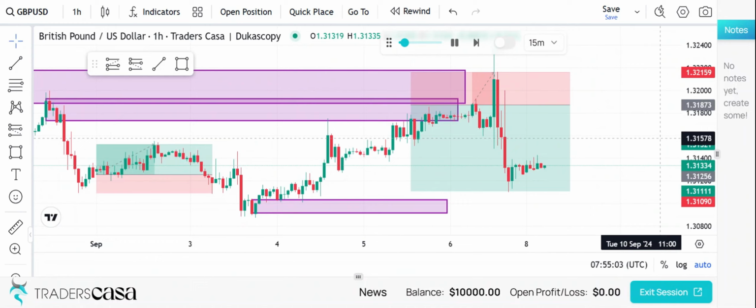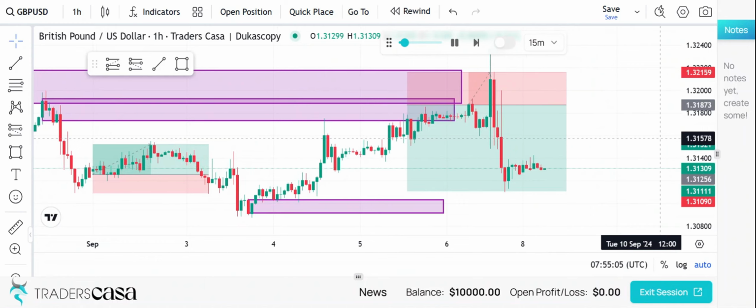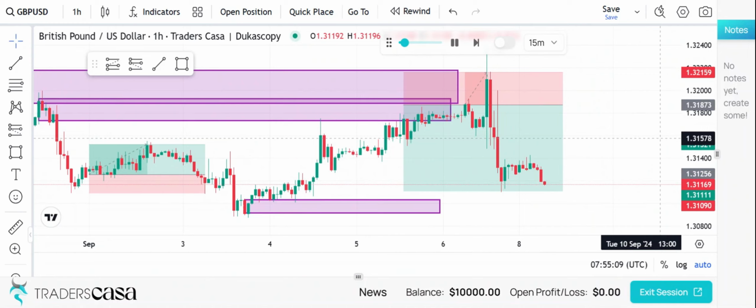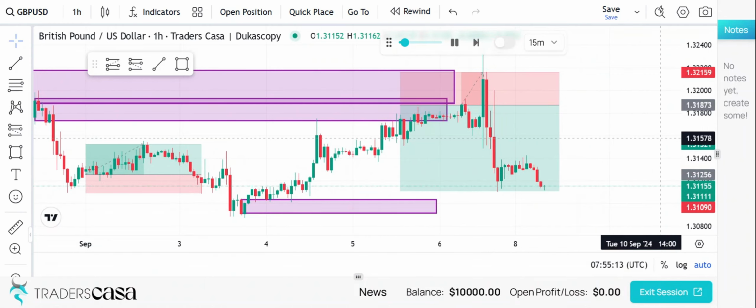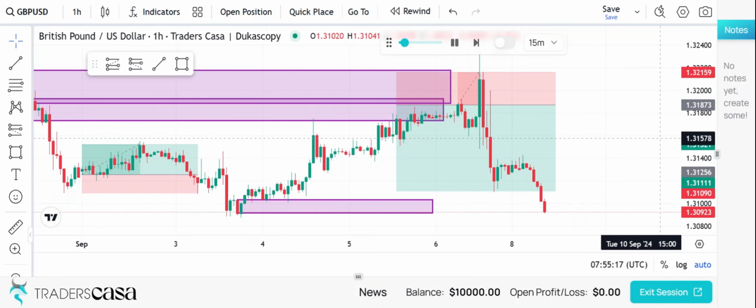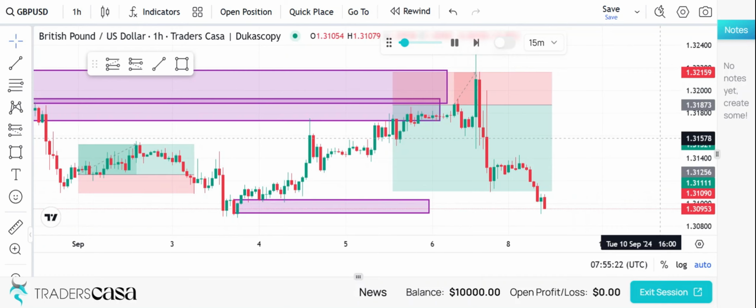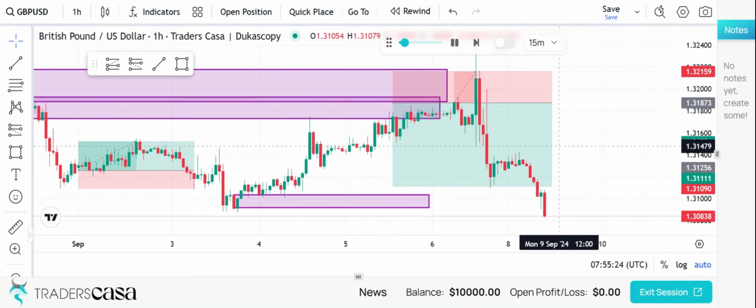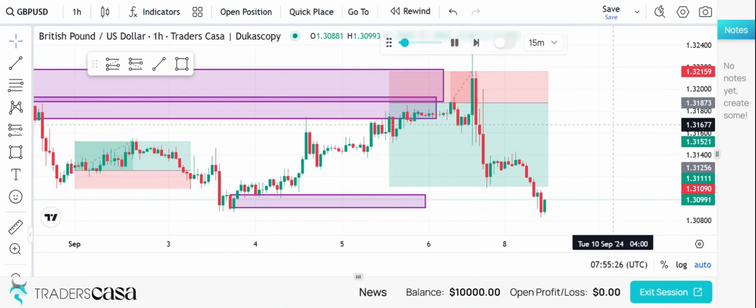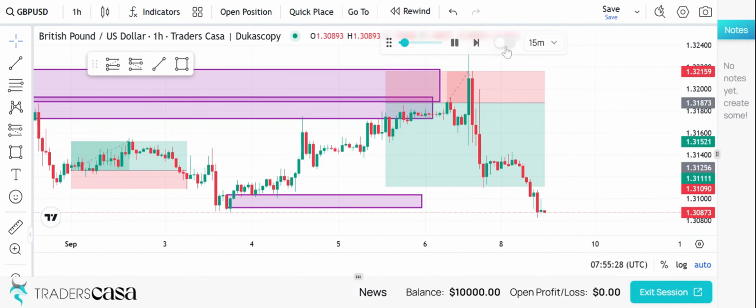So let's just wait and see. So finally, now the price has really got into our take profit. So as you can see, we were stopped out before price actually came back to our take profit.